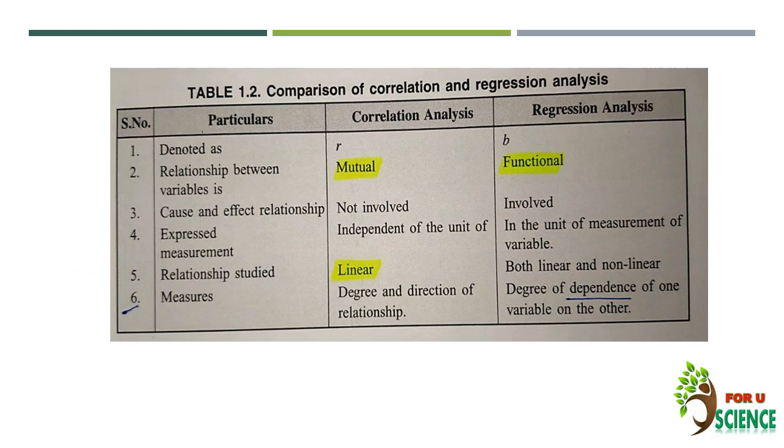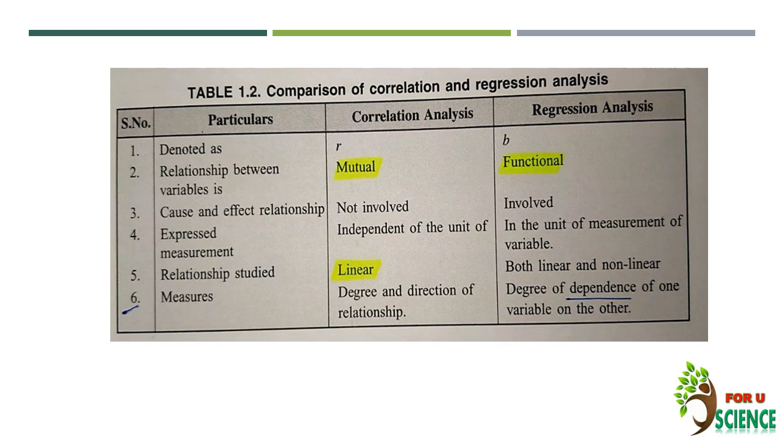Here we can see a comparison between correlation and regression analysis. In correlation analysis, we define it as r, and in regression, we define it as small b. Correlation analysis is about mutual relationship, and regression analysis is about functional relationships. In correlation analysis, there is no involvement of a cause and effect relationship, and in regression analysis, there is involvement of the cause and effect relationship. Correlation tells how much it is correlated, but in regression there is a relation between one value and another.